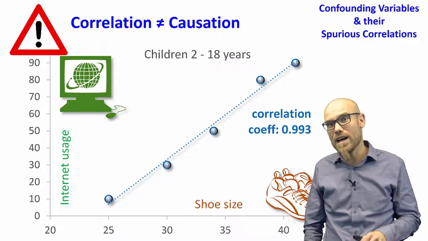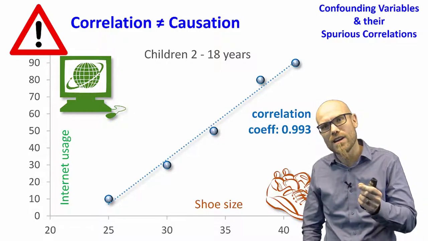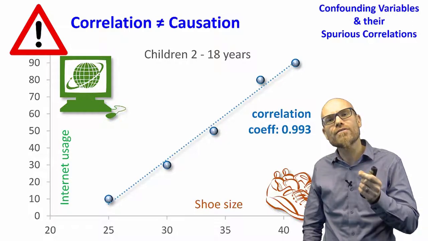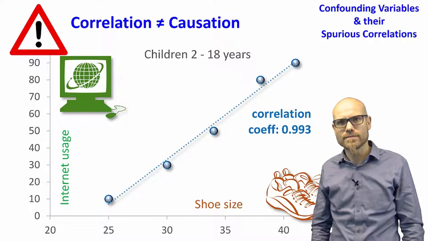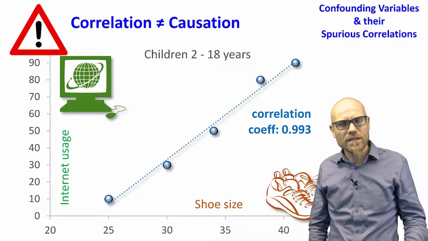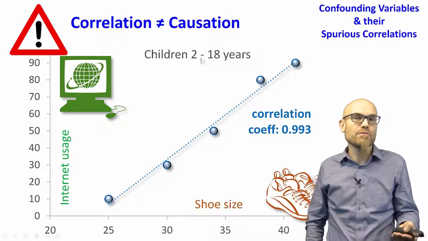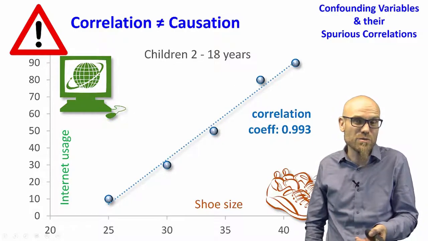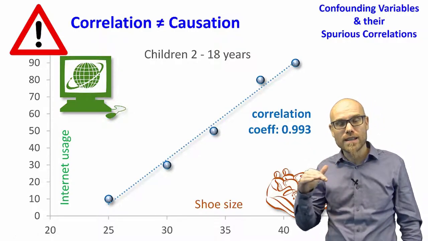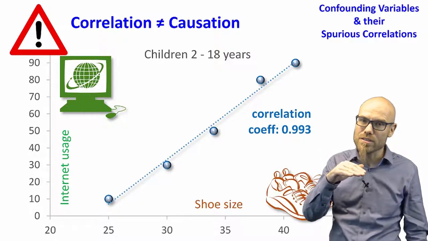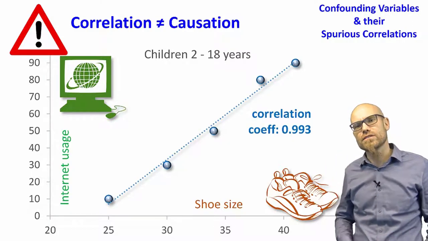So why is that here? Well, there is a confounding variable. That's a spurious correlation. This confounding variable leads to a spurious correlation. What is the confounding variable? What variable have we not considered in this example? Right, it's the age. We just threw all the children together from 2 to 18. Obviously, the ones who are 18 have bigger shoes and they use the internet more than toddlers with tiny feet who don't use the internet. If you control for age, like taking all 2-year-olds or all 18-year-olds, you don't find any correlation between shoe size and internet usage. So that's the spurious correlation, the confounding variable.